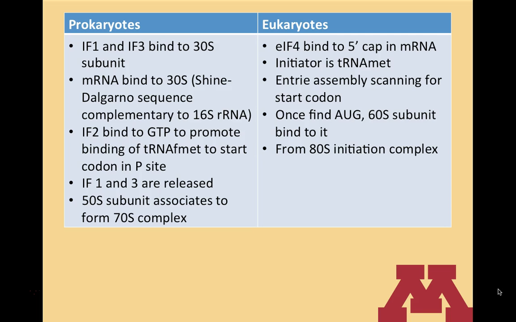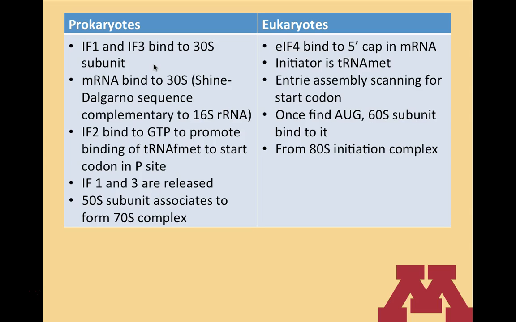So this is the table I summarized for you. It differentiates between prokaryotes and eukaryotes. So for the prokaryotes initiation stage, initiation factor 1 and initiation factor 3 bind to the 30S subunit of the ribosome. And then the mRNA binds to the 30S subunit of the ribosome.